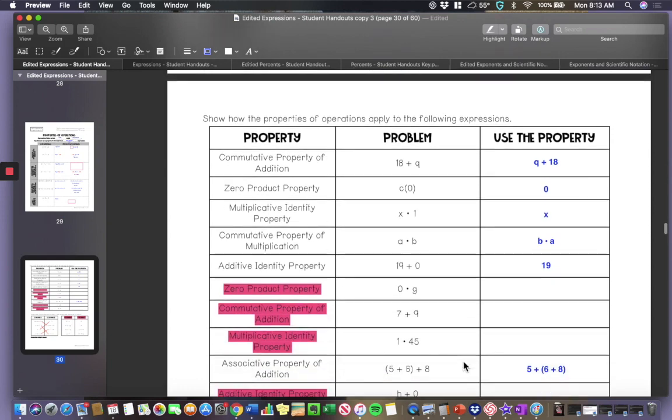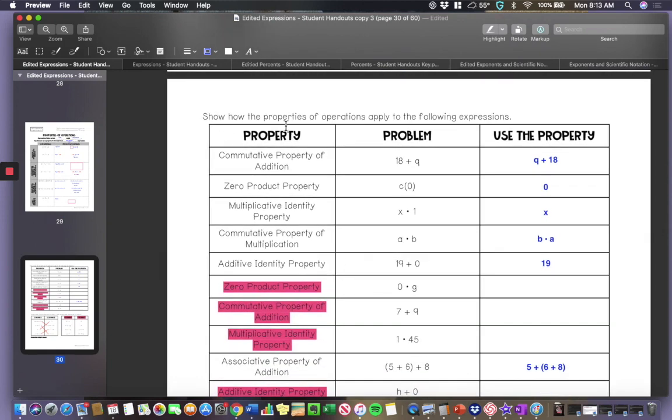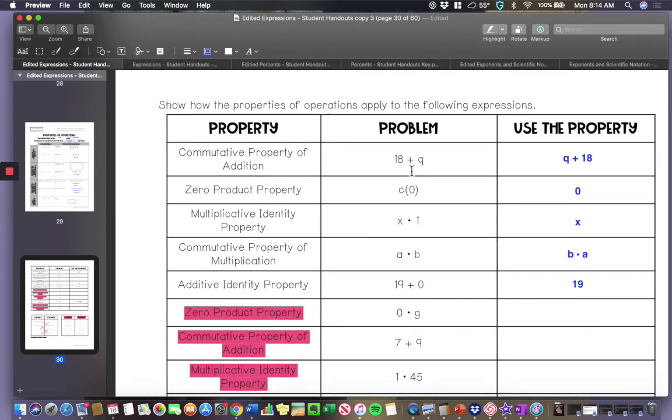On the second page of today's worksheet, it's going to say, show the properties of operations and apply the following expressions. So we have the property, a problem, and then we have to apply the property. We have to use the property. So we have the commutative property of addition. So the problem they gave us was 18 plus Q. Well, according to that property, I can just flip it around and my answer will be the same. So here's an equivalent expression.